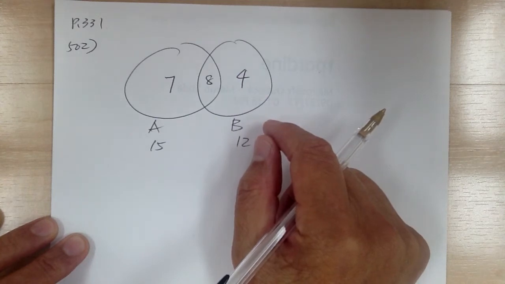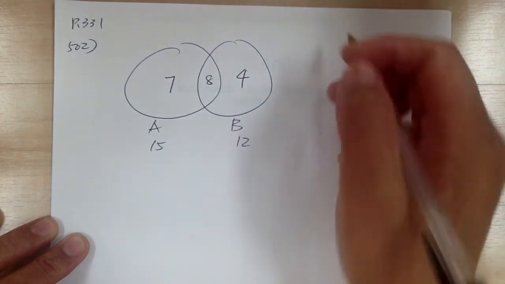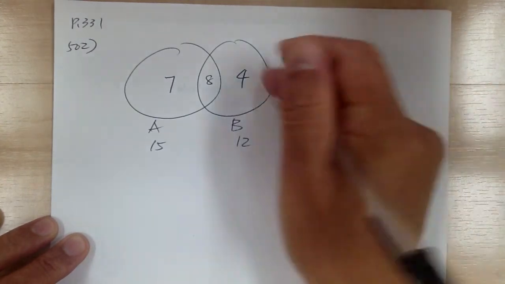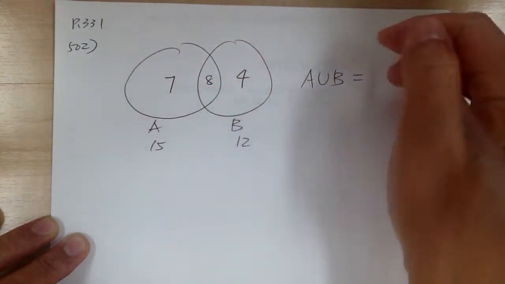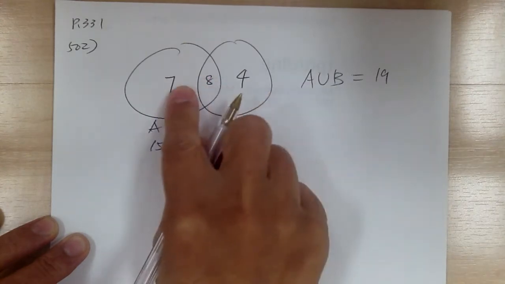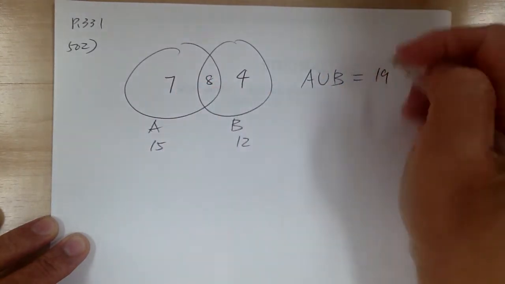How many elements belong to the union of A and B? So A union B means everything all together. You just add all this together, so it would be 19. Right? This is 7 plus 8, plus 4 is 19.